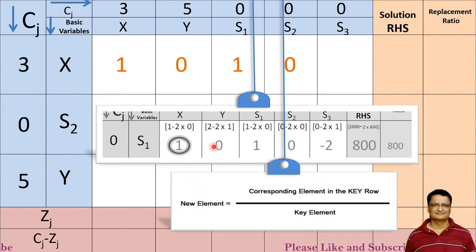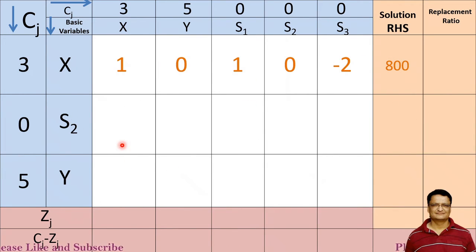So 0 divided by 1 will give me a value of 0 again, and minus 2 divided by 1 will give me a value of minus 2. And for the right hand side, I can take this 800 divided by this particular 1, and that will give me the value of 800 only. So now we are ready with this one row, and now we have to complete the remaining two rows.